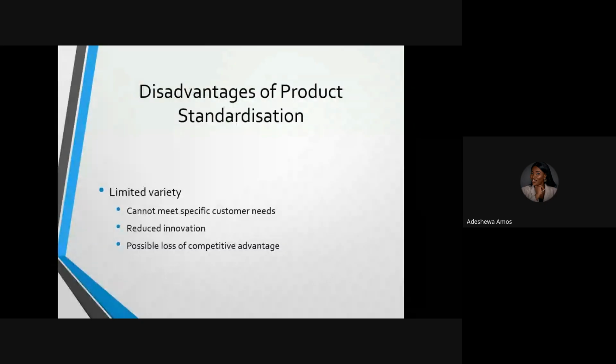The same way this BIC has been. So no innovation, nothing is going on there. Just the same thing, the way it looks. Then we have possible loss of competitive advantage.